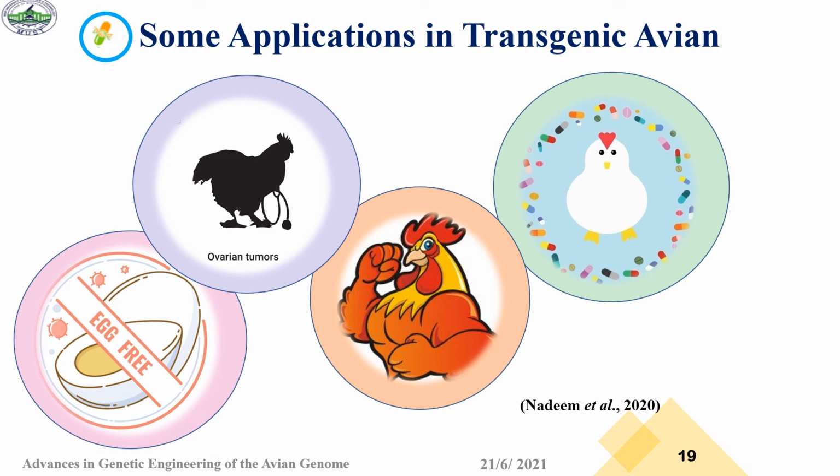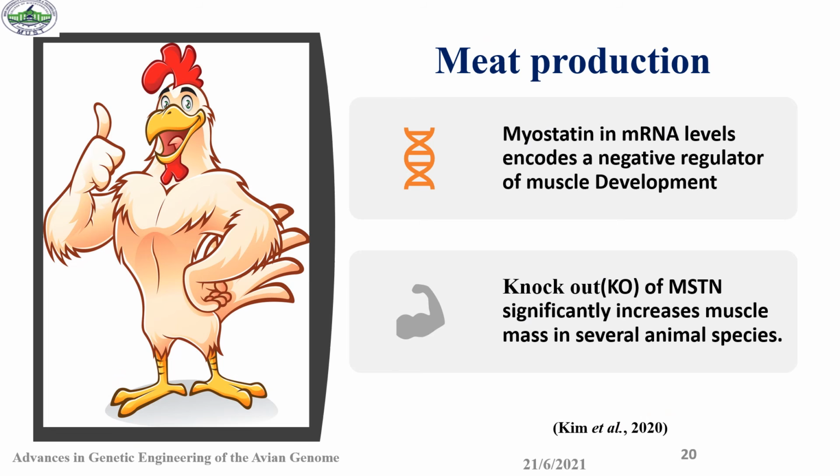Some applications in transgenic avian are egg bioreactor, meat quality, disease model, and allergen-free egg. When the application is meat production, in the case of poultry, myostatin is a major target for improving the productivity of livestock, which is a negative regulator of muscle development. Knockout of myostatin significantly increases muscle mass in several animal species.